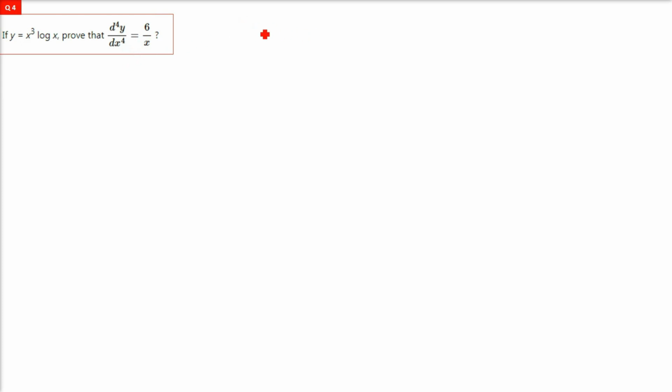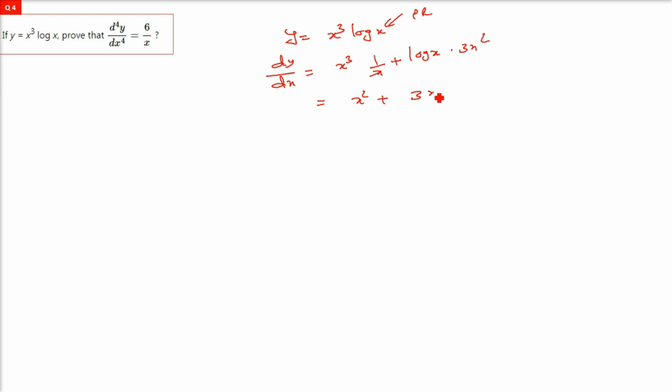So you have to differentiate this 4 times. We have y is equal to x cube log x. So this is differentiation 4 times. So dy by dx will be equal to, we have x cube log x. So x cube log x gives x cube times 1 by x plus log x times 3x square. This is the first differentiation. X, you can cancel this out, x with x square. So you have x square here plus 3x square log x.